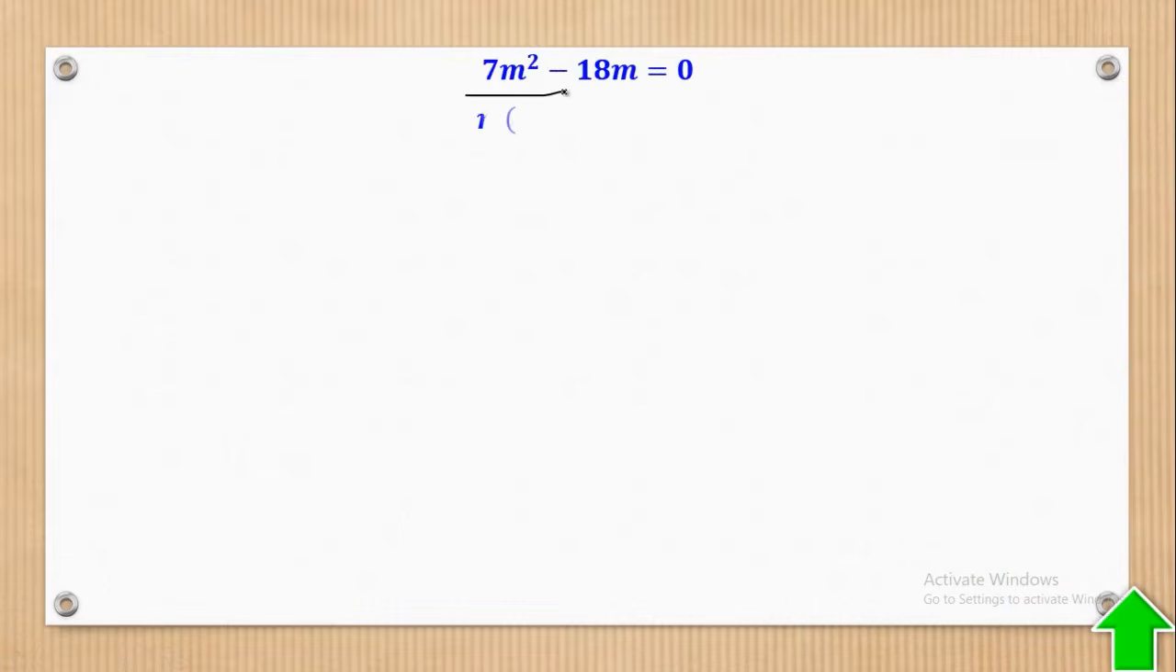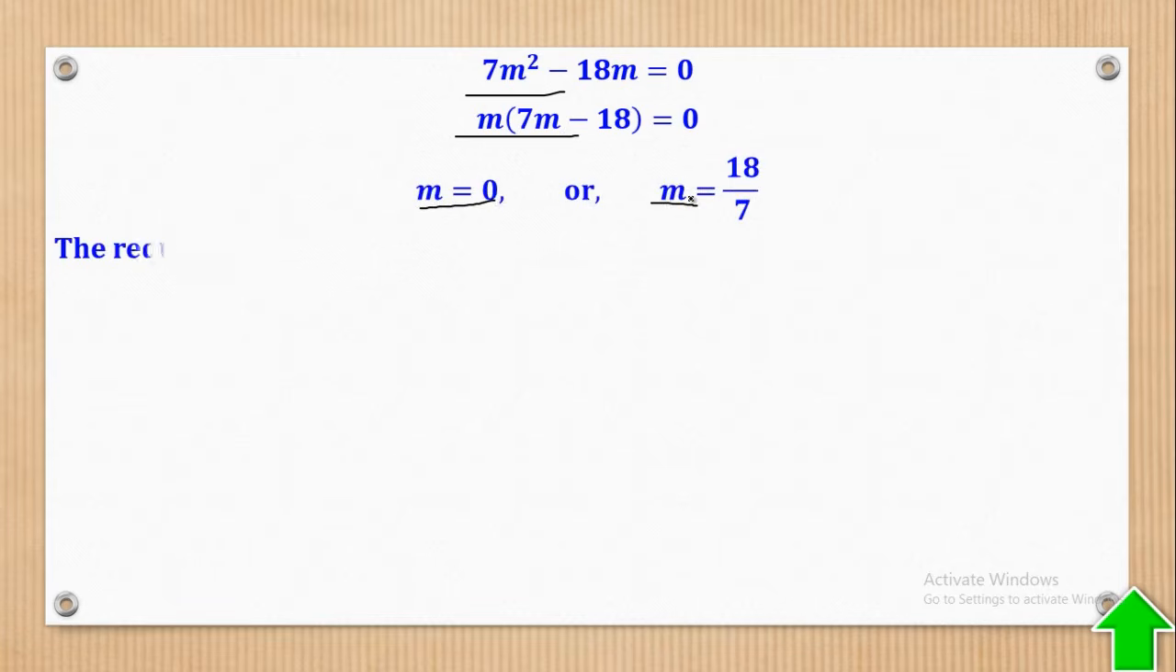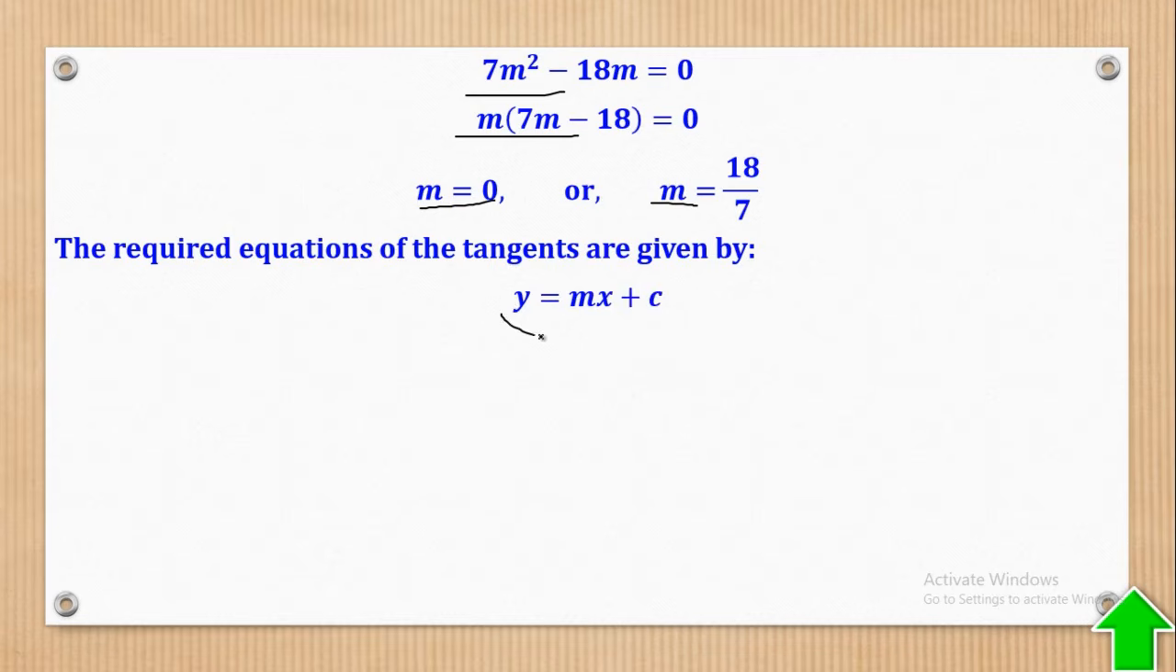So simplify, I'll come up with that. Factorize, come up with that. Therefore, m is equal to 0 or m is equal to 18/7. So the required equations of the tangent are given by, so remember this is the general equation, so I'll have to substitute when m is 0 and also when m is that. And I also remember the expression for c, so here I'll come and say that c is that.